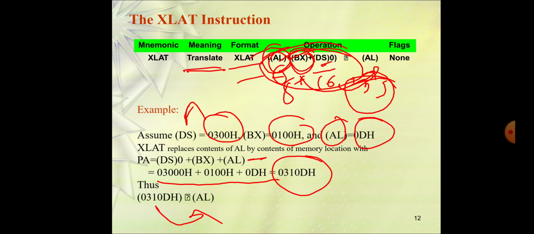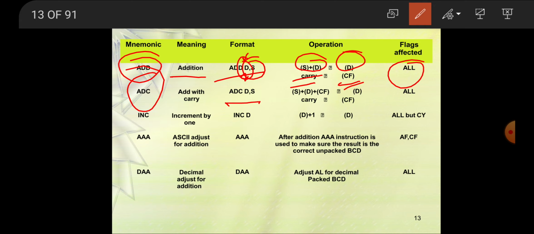Now ADC, that is nothing but add with carry. The format is ADC D comma S. So it simply adds the carry. Whatever the operation in add, it again adds the CF. So just addition, plus adding the carry. Whatever result is generated is stored into D. If you want to see the result, you can simply read D. And it affects all flags.